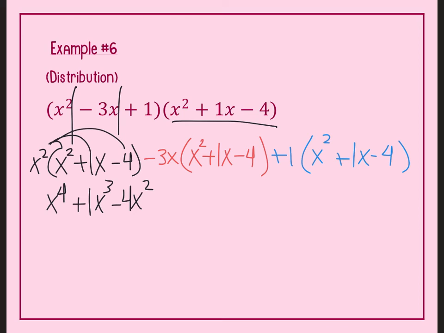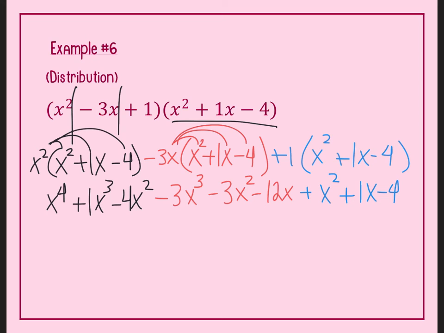Okay? Now the middle one, negative 3x times x squared. Negative 3x times 1x, that'd be negative 3x squared. And then negative 3 times negative 4 is negative 12x. Okay, then I'm going to distribute the 1. What does a 1 do when I multiply it? A 1 does not change any numbers. So plus x squared plus 1x minus 4. So again, I'm multiplying it by everything in the parentheses.